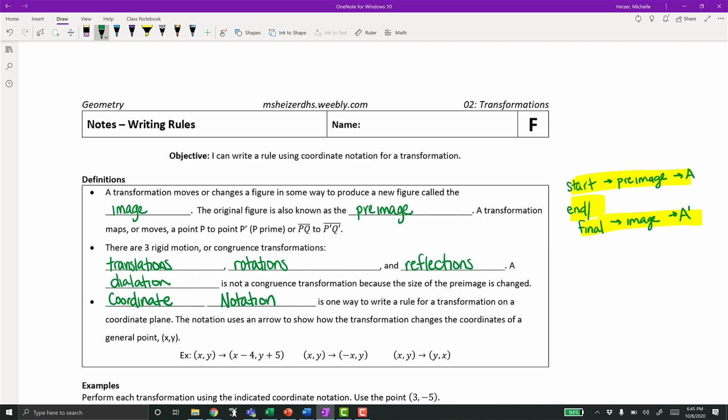So coordinate notation is a way to write a rule for a transformation on a coordinate plane. So the notation uses an arrow to show how the transformation changes. So if I was to start here with a point x comma y, this arrow means a transformation is going to become x minus 4, y plus 5. Or I could talk about this transformation here, x comma y. Well, now x is going to be opposite and then y. Or our third one takes a point and flips the x and y values. We're going to practice some of these, so don't get wrapped up in those. We're going to practice some with actual values, okay?